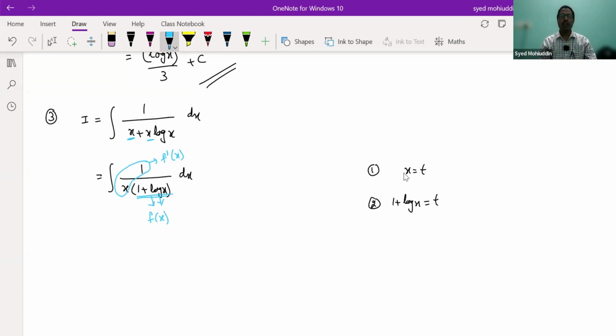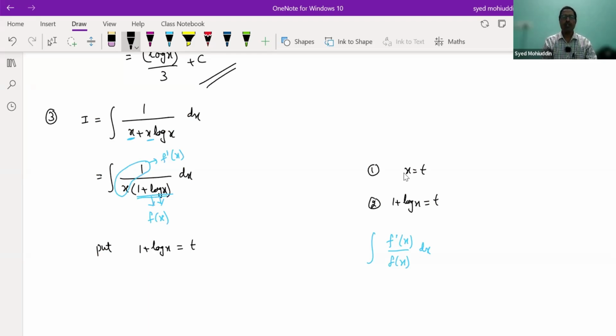So this is again the first form, the f dash of x by f of x form. So the integral of f dash of x by f of x form is there. Therefore I have to put this f of x to be t. So put 1 plus log of x to be t.